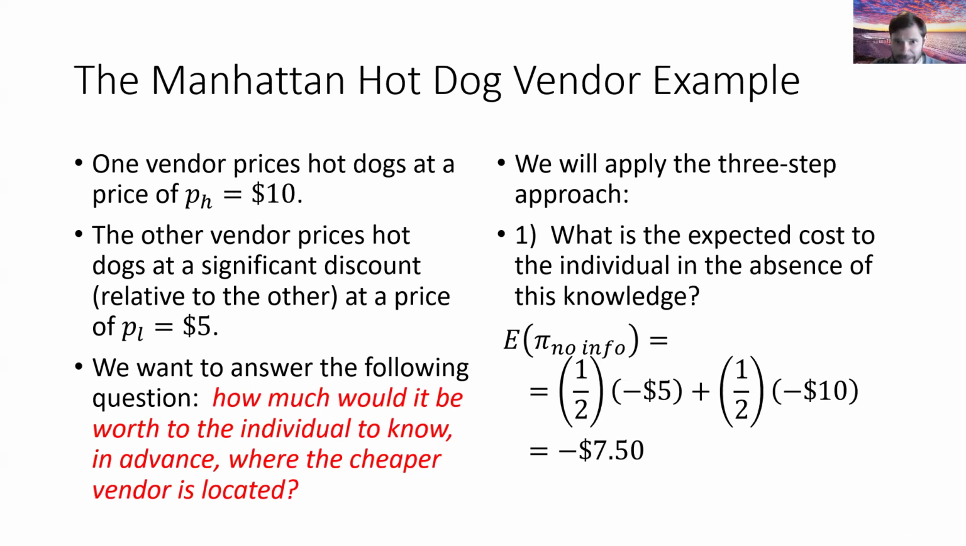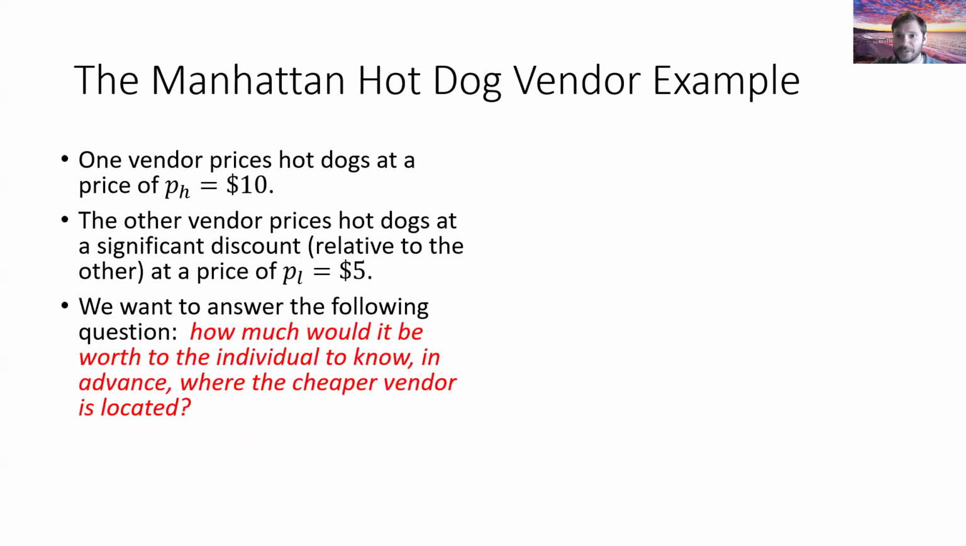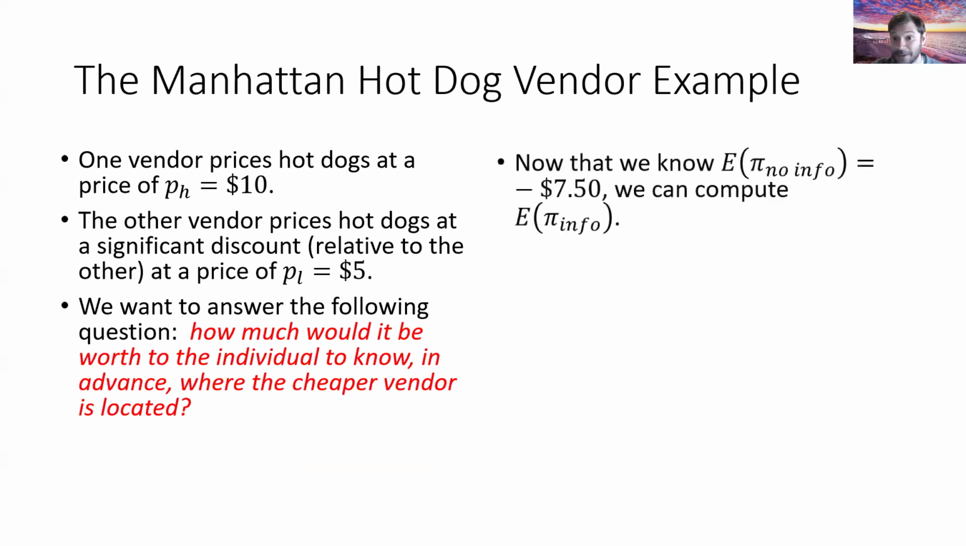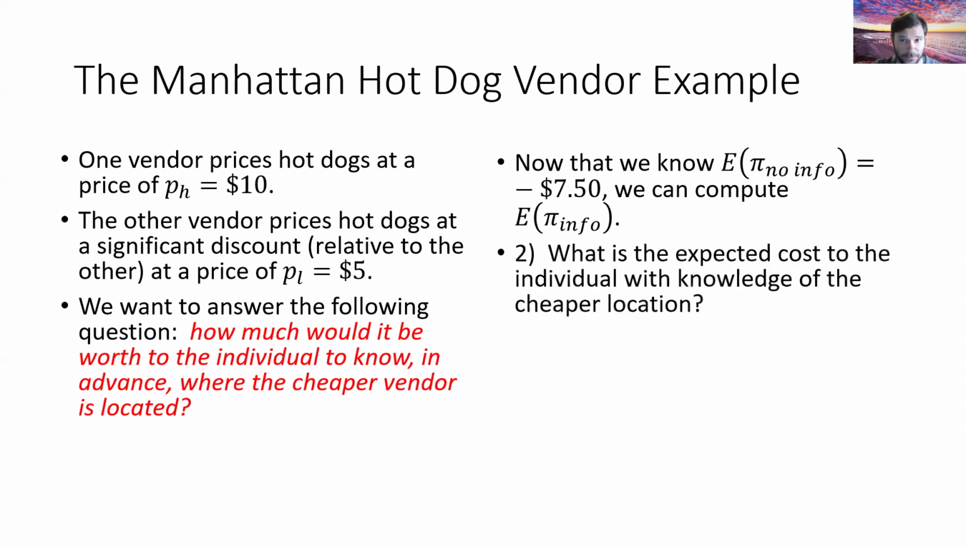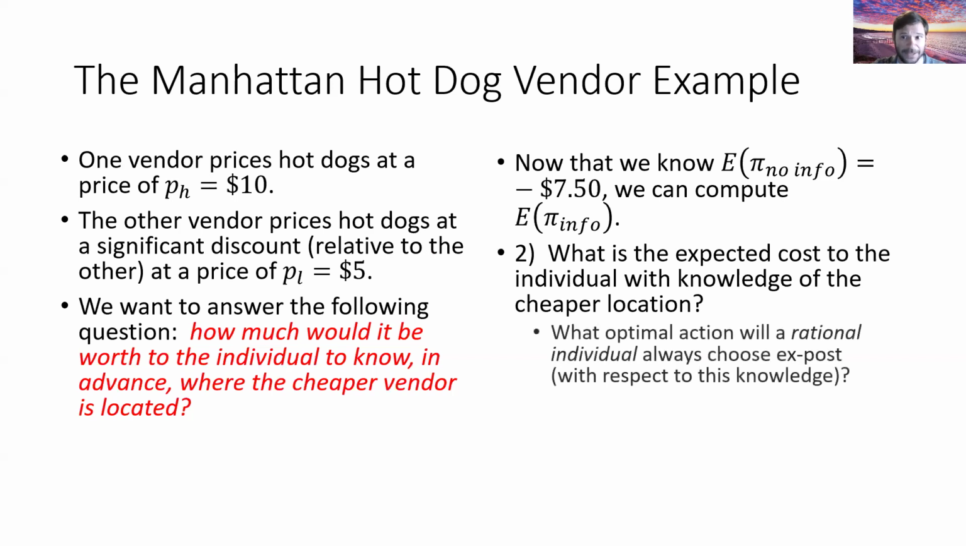And now the second step in this process requires us to then think about the payoff that we would achieve if we had the information that was relevant here. So now we want to think about, well, what's the expected payoff, right? Cost really in this case to the individual if they had the knowledge of the cheaper location. But we want to remember they're not just going to do anything anymore. If they have that knowledge, they're going to behave optimally, which means the optimal action that a rational individual will always choose with that information right after the fact is going to be to always go to the cheaper location.